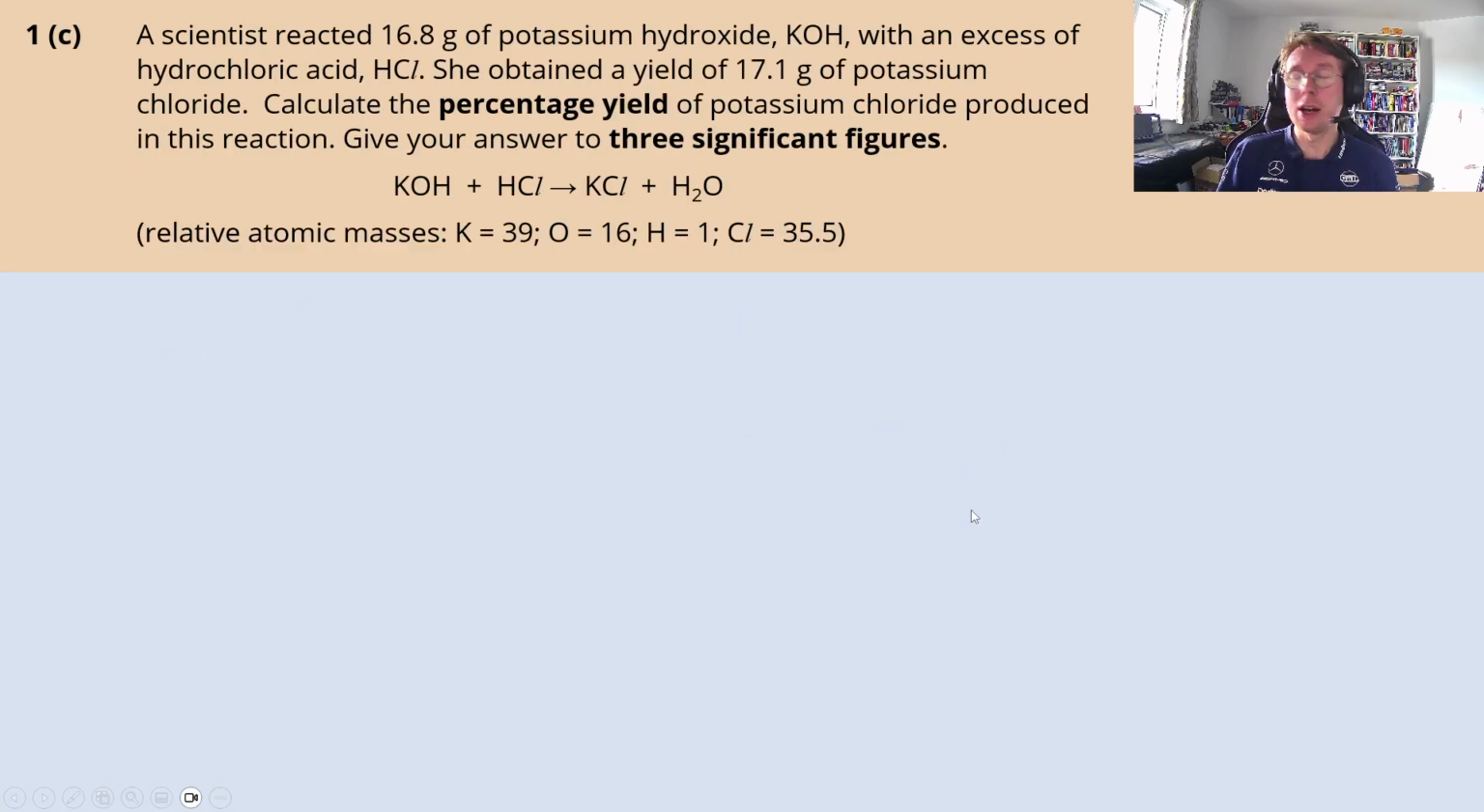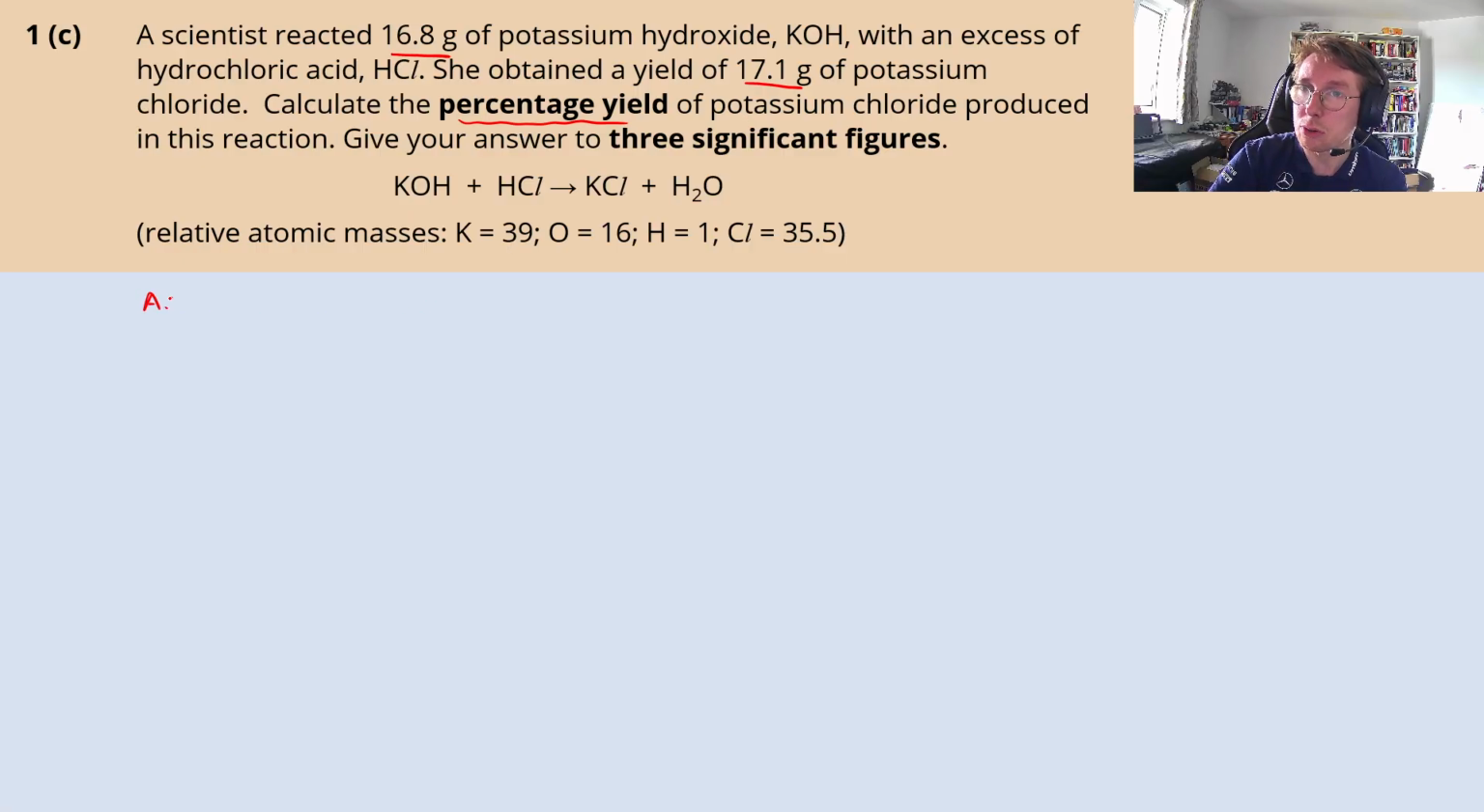Question 1C, a very similar question. It's another percentage yield calculation, but this time we're told how much potassium hydroxide is being reacted, and we're told that we've got 17.1 grams of potassium chloride being formed. Again, we need to calculate the percentage yield, but you'll notice we aren't given the theoretical yield this time. We're only given the actual yield.